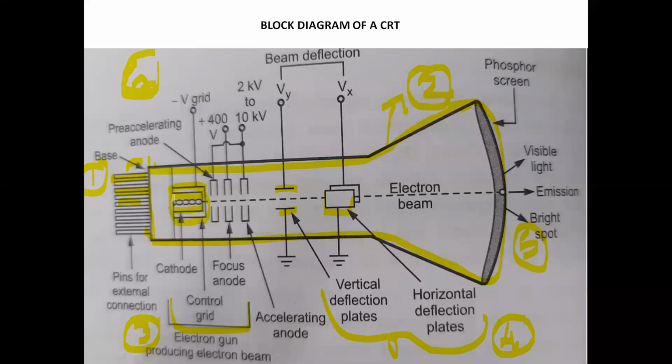It is a rectangle shape, isn't it? So this is nothing but a cathode. It is nothing but a cathode. Look where the arrow mark is. So this is the cathode. Here, this cathode is heated by some indirect method by using a heater element.